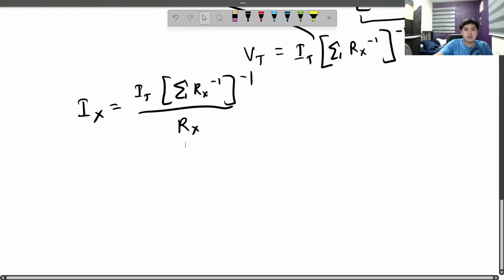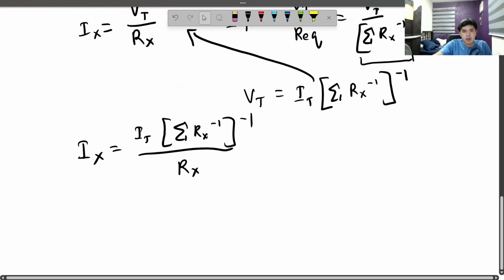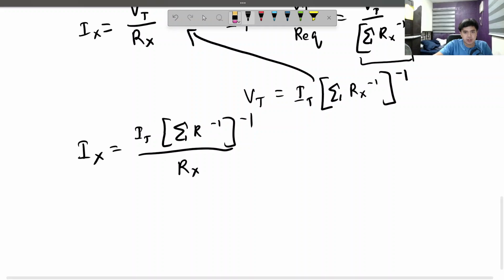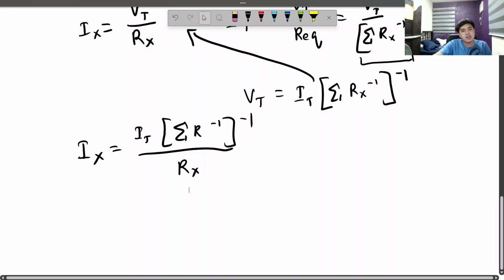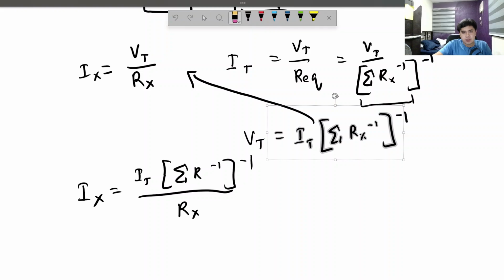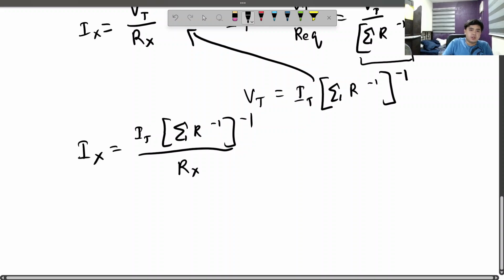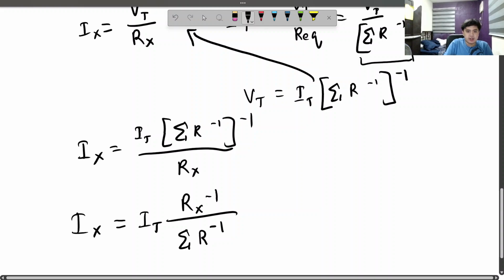Now, this doesn't look clean. We need to remove this negative 1. Let's distinguish the R_x from the R in the sum. So let's put the R_x on the top, but make sure its exponent is negative. So R_x to the negative 1 over the sum of R to the negative 1. And this is the current divider law.